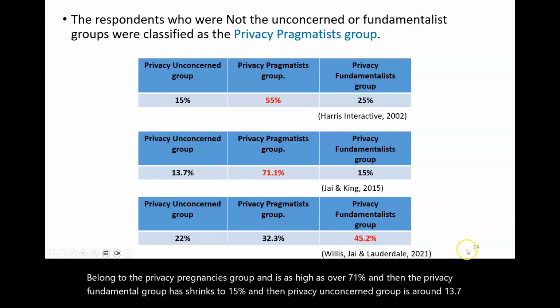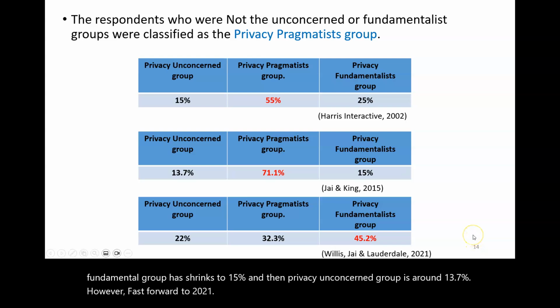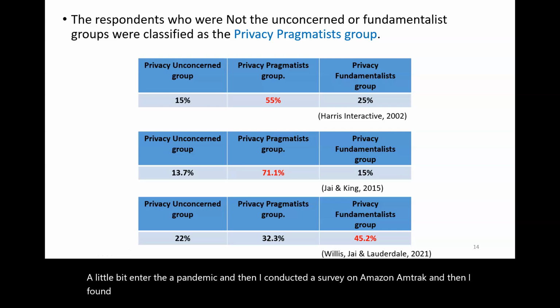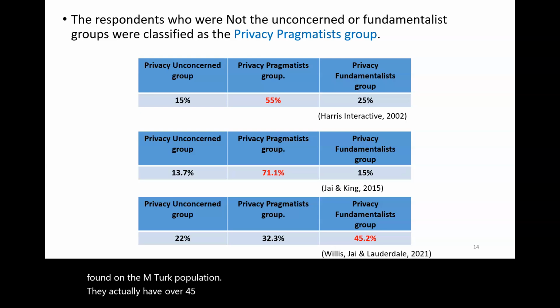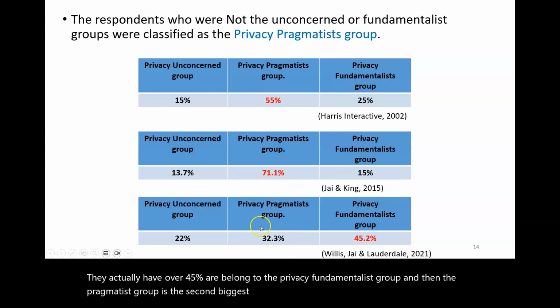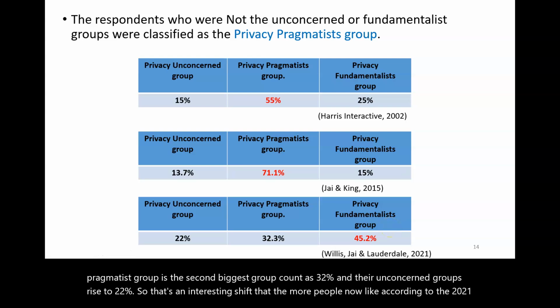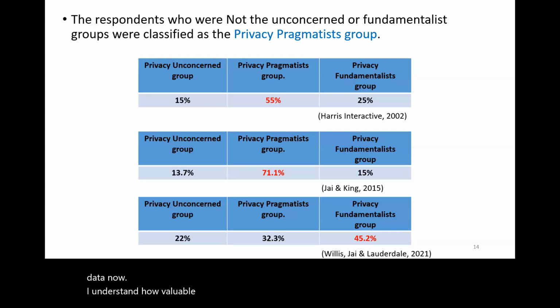However, fast forward to 2021, a little bit into the pandemic, I conducted a survey on Amazon MTurk, and I found that in the MTurk population, over 45% belong to the privacy fundamentalist group. The pragmatist group is the second biggest group, at 32%, and the unconcerned group rises to 22%. So that's an interesting shift: according to the 2021 data, more people now understand how valuable their data are, and they may not want to trade information.